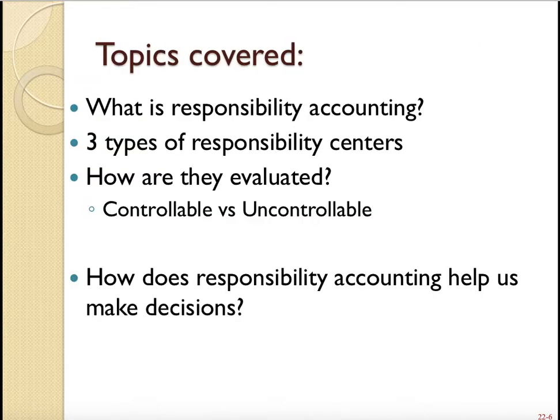So in this particular chapter, the topics that we're going to cover are what is responsibility accounting, the 3 types of responsibility centers, and how they're evaluated. And by evaluate, that means to look at it and go, are they doing well? Are they doing poorly? What are we going to do about it? And we're also going to talk about the terms controllable versus uncontrollable and how they relate to this concept of responsibility. And then, of course, we're going to bring it back to then, how does responsibility accounting help us make decisions? That's what I always want you guys to keep in the back of your mind throughout all of these chapters is how does this help us make decisions?